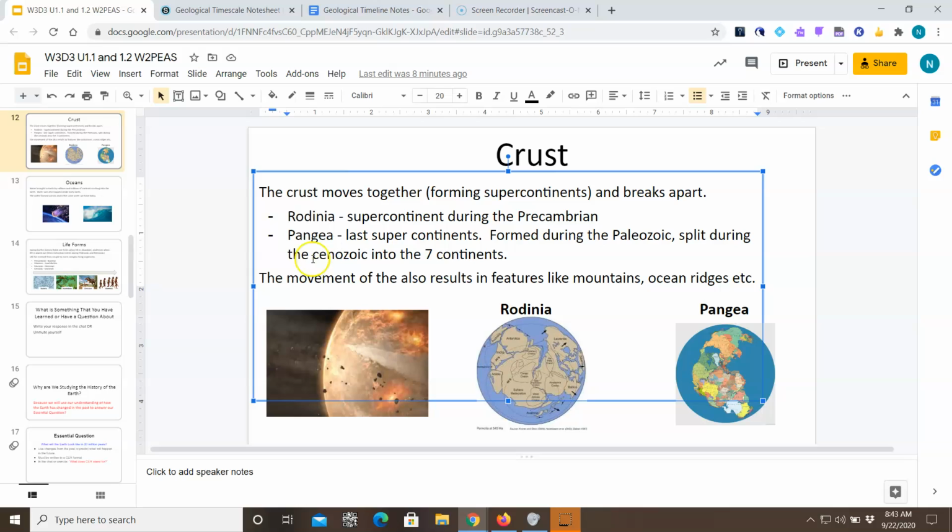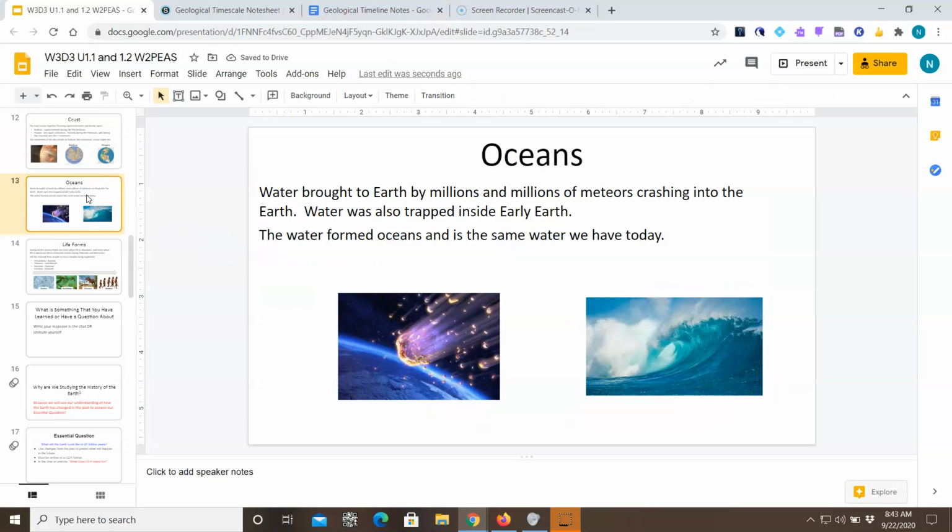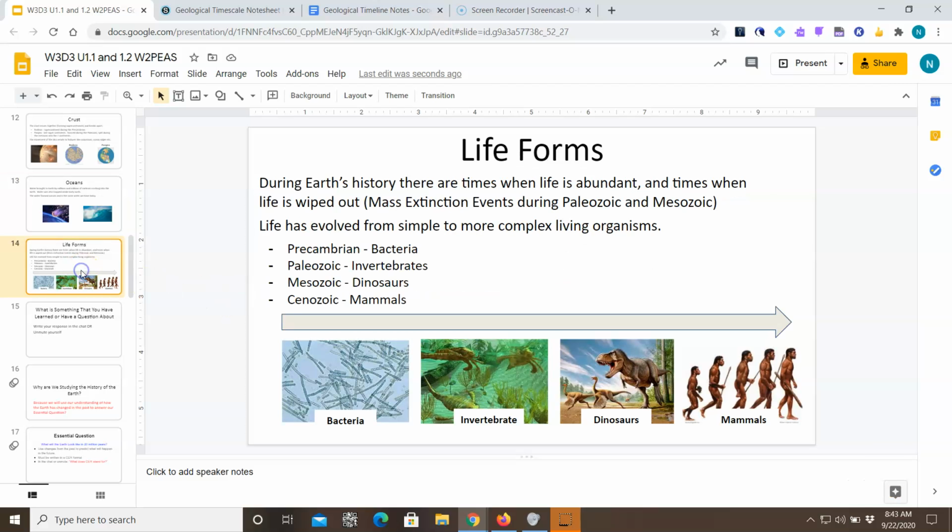And there's a correction that we're going to make here. That was during the Mesozoic. All right, oceans. The Earth started with no oceans, and meteors brought the oceans. So water that we have today came from outer space billions of years ago, and has formed the oceans that we have today. We looked at how life forms change.